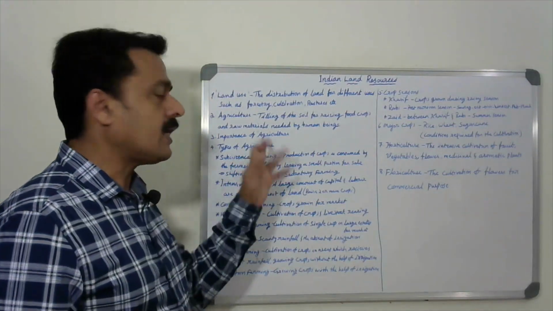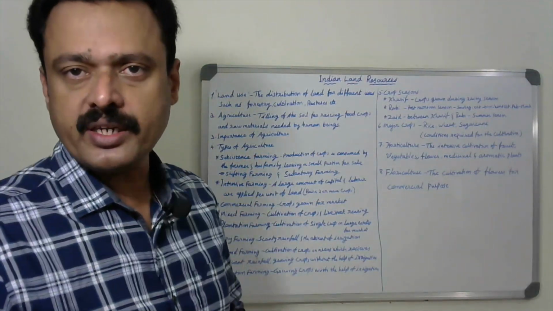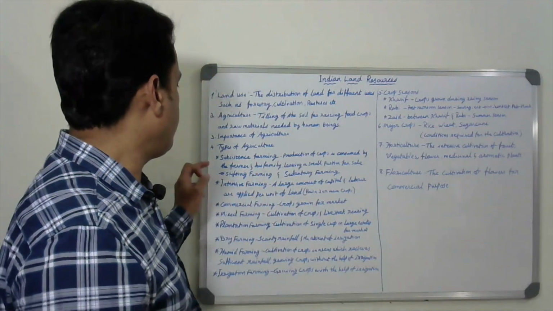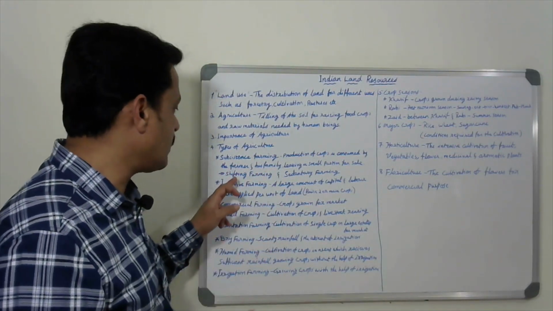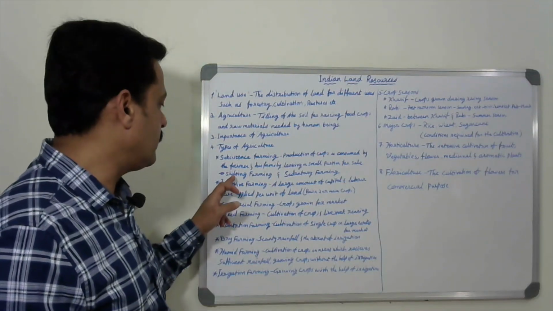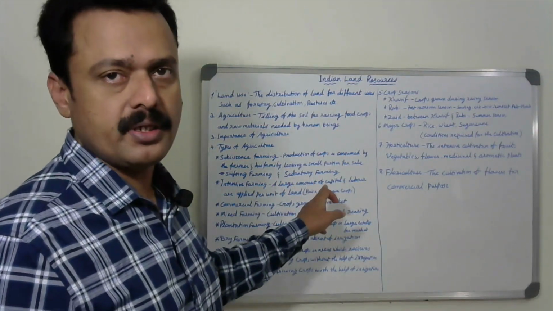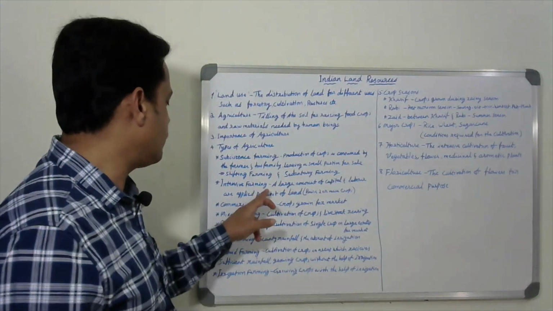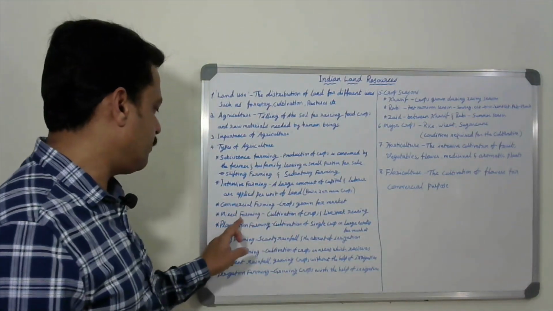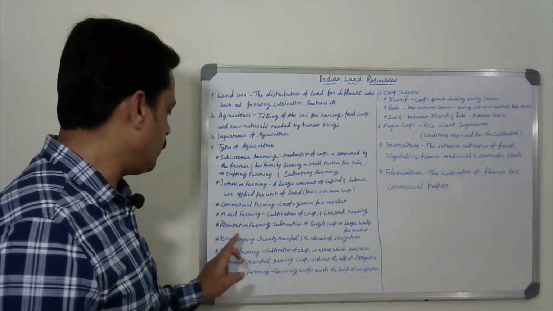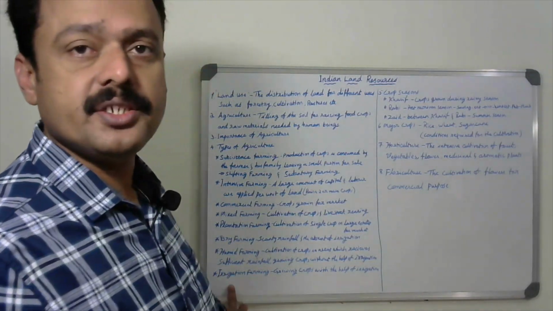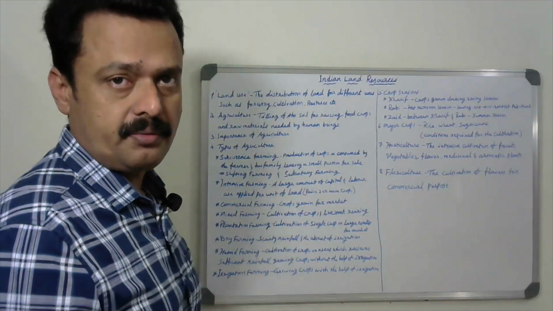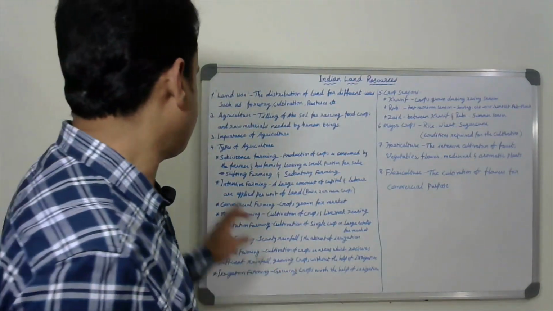And types of agriculture, which are the different types of agriculture, that is another important one. Mainly subsistence farming, which is divided into two: shifting farming and sedentary farming. Then intensive farming, commercial farming, mixed farming, plantation farming, dry farming, humid farming, and irrigation farming. These are the different types of farming. Let us see each important point.